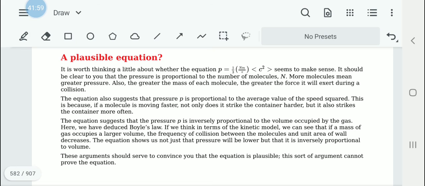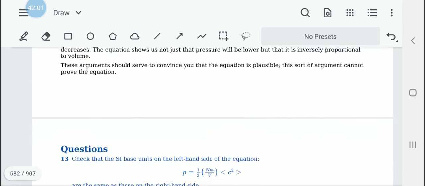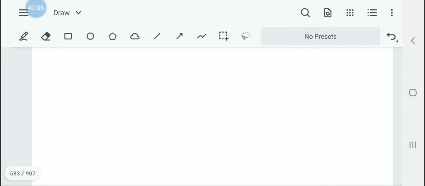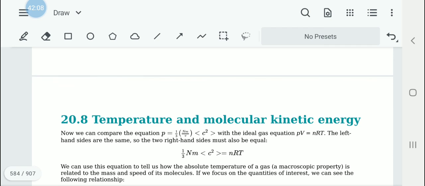I hope you understood. If you have any questions, please ask them. If you understood, please attempt to do question number 13, 14.